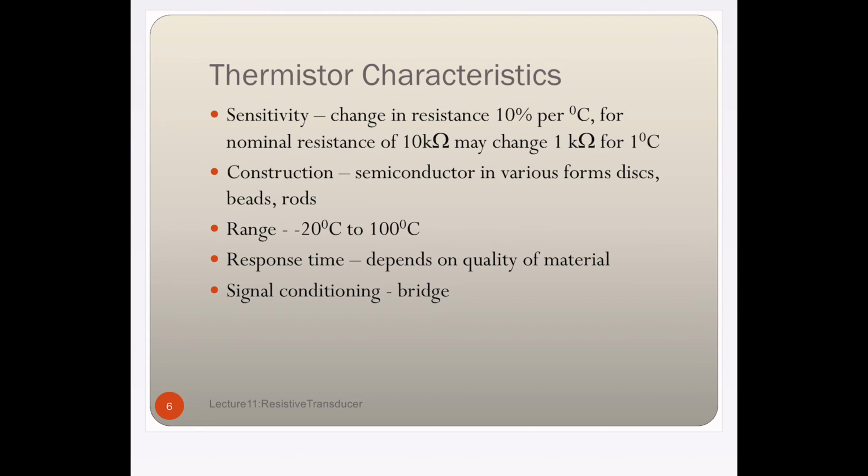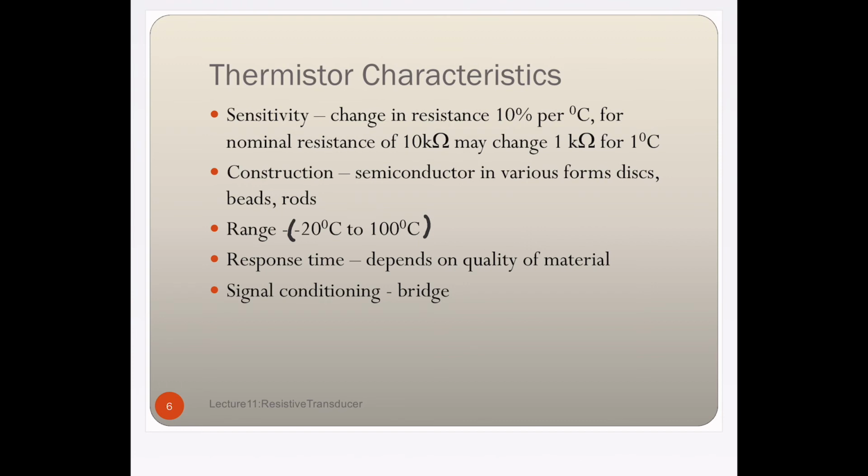Second one is in terms of construction. We can find thermistors in various forms, like these beads and rods. Next is the temperature range for the thermistor. The temperature range for a thermistor is considered low because it is only able to measure around negative 20 degrees Celsius to 100 degrees Celsius only. So it is quite low. If you need to measure temperature higher than 100 degrees C, then you cannot use a thermistor.